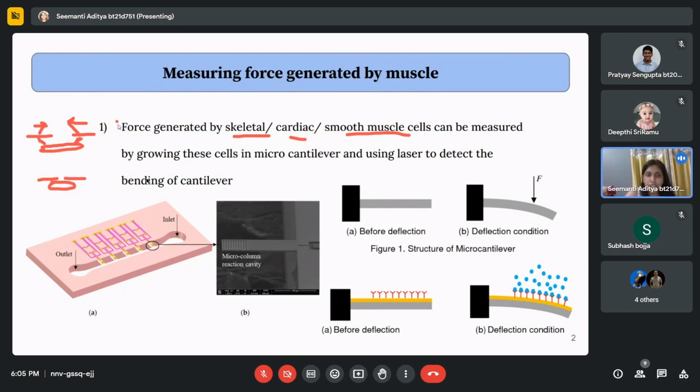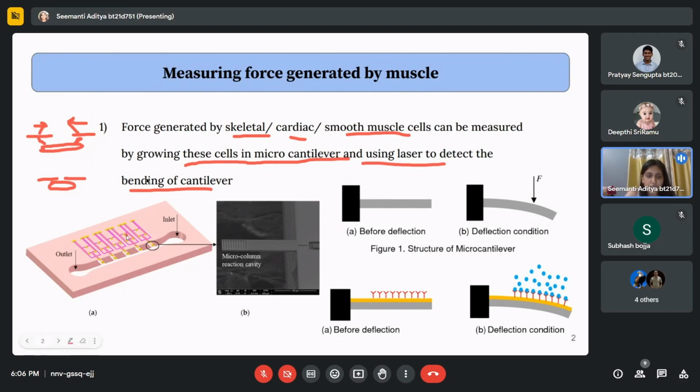The force that is generated during this muscle contraction can be measured. How can we measure that in experimental conditions? It can be measured using a micro cantilever system. Cells are grown in this micro cantilever system, and we can use a laser to detect the bending of the cantilever, and we can see how much the muscle is contracting or relaxing, so how much is the force. So what is a micro cantilever? As the name suggests, micro, these are in micron dimension. It can measure molecules which are in the micrometer range.